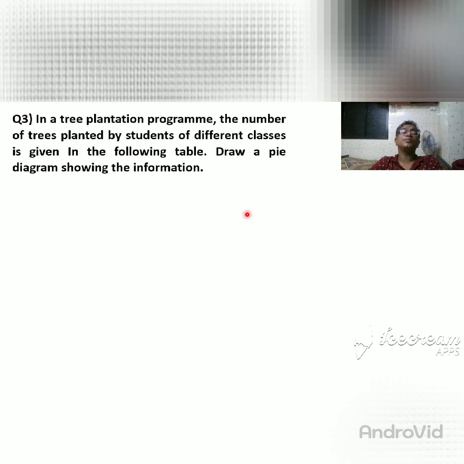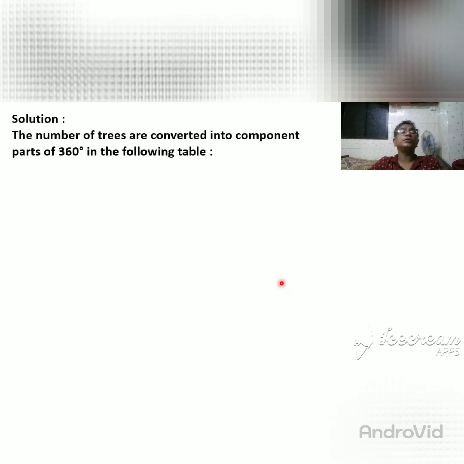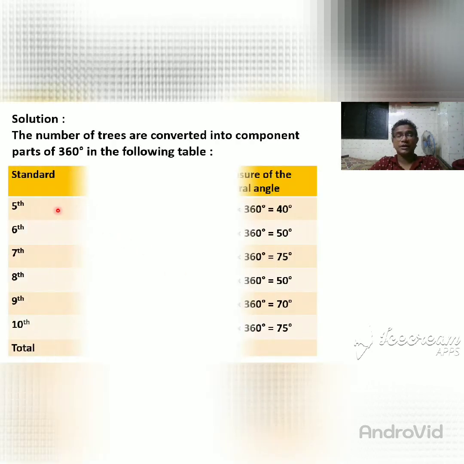Then we are going to see the last problem, number 3. In a tree plantation program, the number of trees planted by students of different classes is given in the following table. Draw a pie diagram showing the information. So standard 5th: 40 trees, 6th standard: 50 trees, 7th standard: 75 trees, 8th standard: 50 trees, 9th standard: 70 trees, 10th standard: 75 trees. Okay, so see here, we will do the sum of this. So total is 360 degrees. So I write here 360.